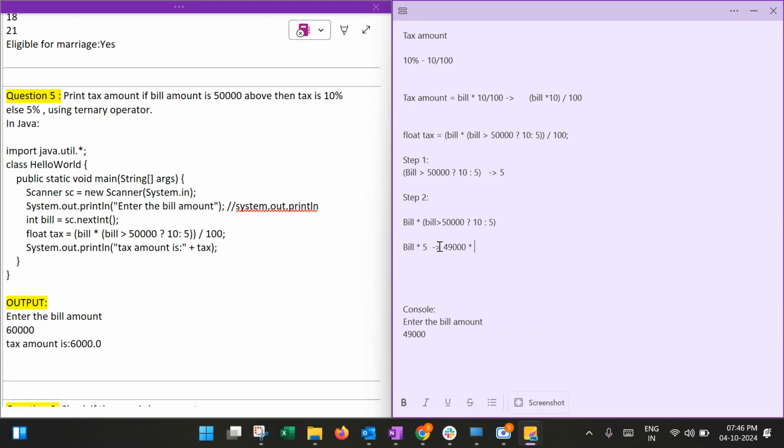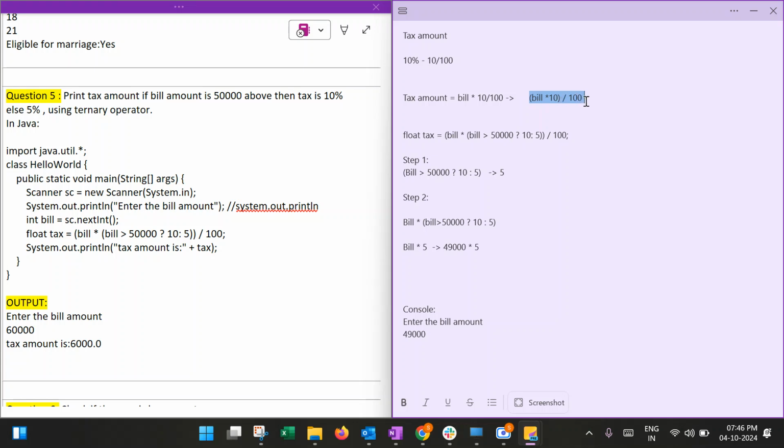49,000 into 5. So, for 49,000 into 5 also, if you observe closely, they again put two brackets. Why? Because they want all this as one, so that they can divide with 100. I told you, right? Bill into 10 by 100.